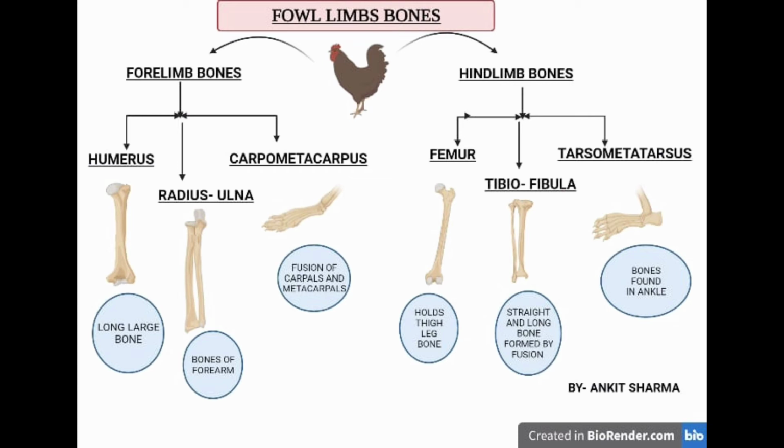Distally it has a deep groove or intercondylar fossa bounded laterally by two condyles for the articulation with the tibiotarsus. The outer condyle receives the upper end of the fibula. Now we talk about tibia and fibula. Tibia and fibula are the bones of the shank of the hind limb.